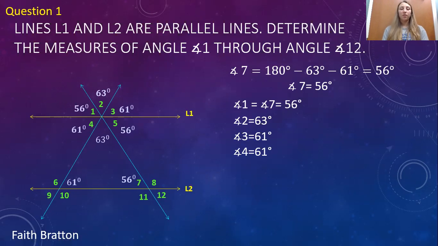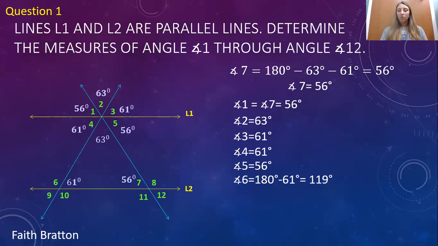Next we have angle 5. The angle opposite angle 5, with a value of 56, is a vertical angle. Since vertical angles are equal, angle 5 equals 56. Next we find angle 6. The angle on the right side of angle 6 is 61. It is a supplementary angle with angle 6. Supplementary angles have a sum of 180. So we subtract 180 minus 61 to find the value of angle 6, which is 119.